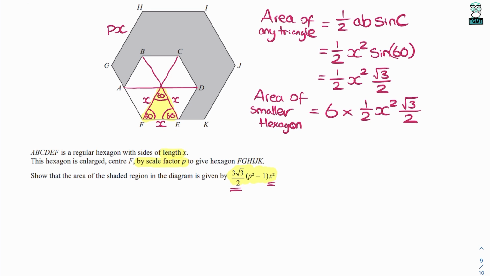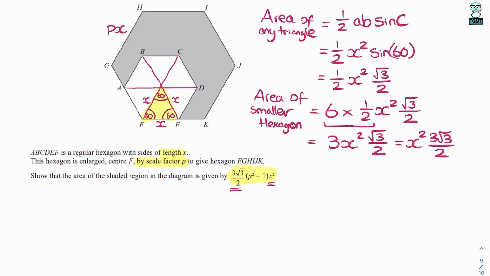Now that means I can do this 6 times a half relatively easily as well, so that's going to be 3x squared root 3 over 2. And there is the area of the smaller hexagon. I could even incorporate that 3 onto the top. It doesn't matter whether it's written next to the x squared or on top of the fraction. I could actually write that as x squared 3 root 3 over 2.